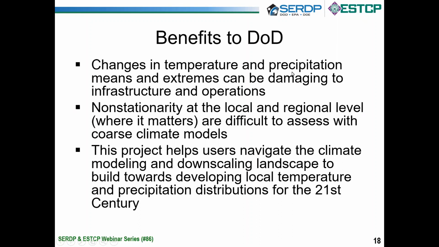So first, though, I'd like to contextualize this research and discuss why it has relevance to the Department of Defense. As the climate changes, we may experience changes in the means and extremes of many quantities that directly and indirectly impact both infrastructure and operations. The focus of this project is on temperature and precipitation distributions. And I'd also like to note that a number of other projects have shown and are investigating how changes in these distributions may impact, for example, sensitive ecosystems on DoD facilities.